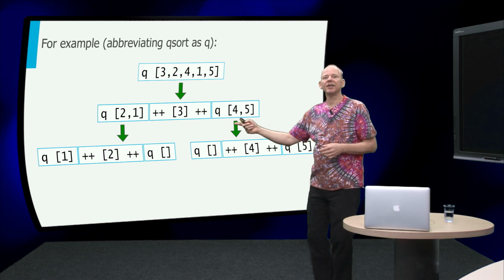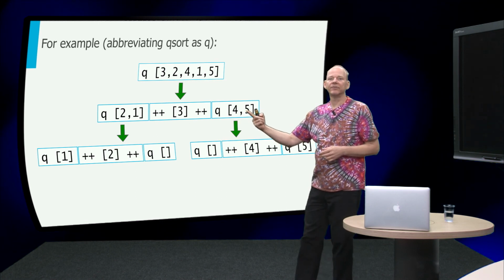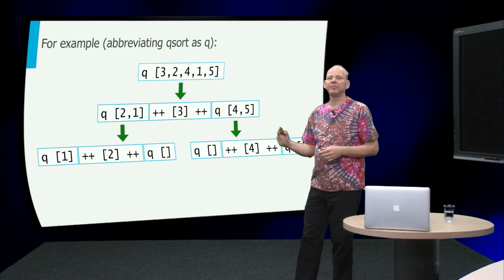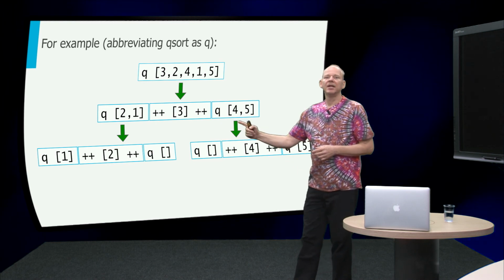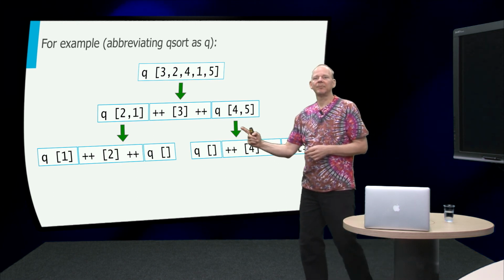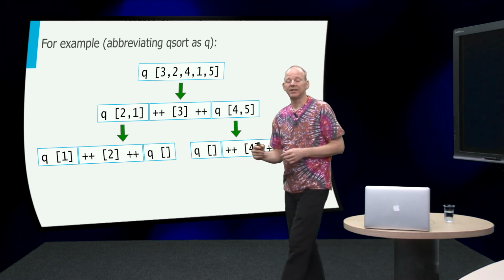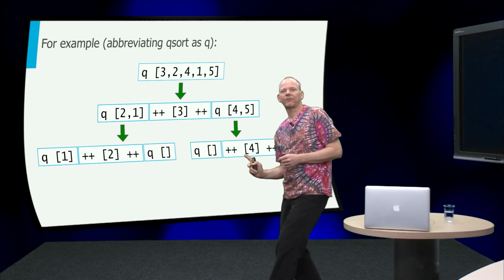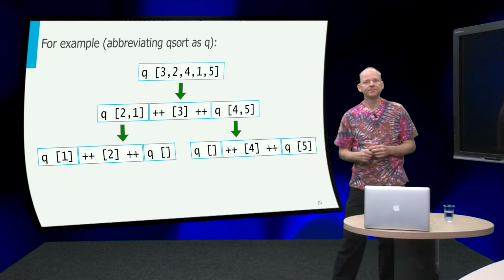Same on the right-hand side. We take the first element and we split the remainder of the list, which is just 5, into the elements that are larger than 4. So that's the list 5, and the elements that are smaller, which is the empty list. And we inject 4 there in the middle.